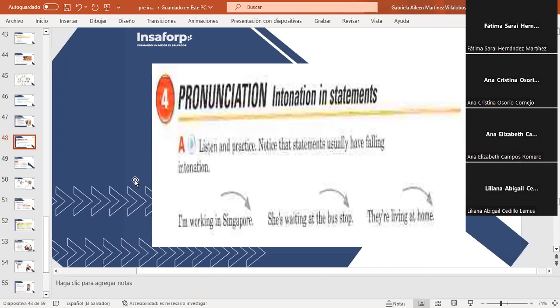All right, very good pronunciation. Ana Cristina, your turn. I'm working in Singapore. She's waiting at the bus stop. They're living at home. Okay. She's waiting at the bus stop. Yeah, bus stop. Okay. When one word ends in S and the next begins with S, we make one long S. A long S. Bus stop. All right.